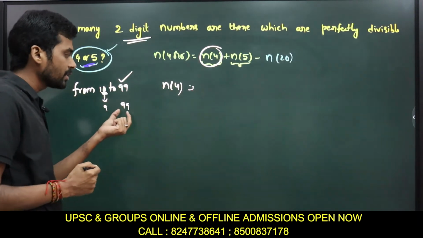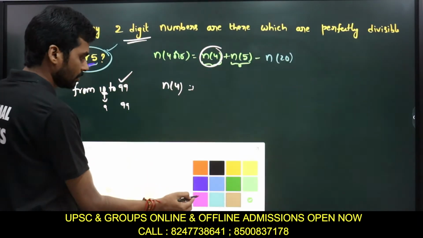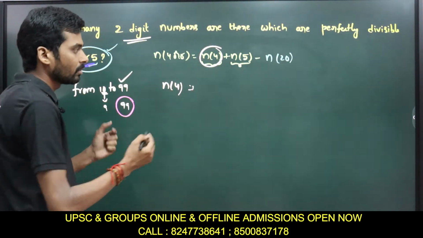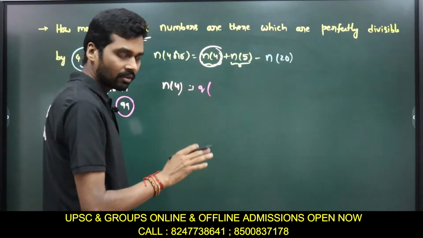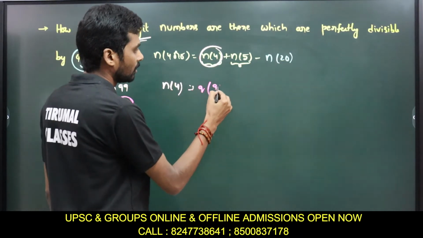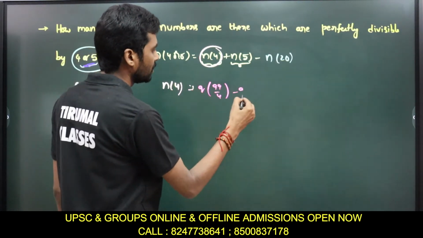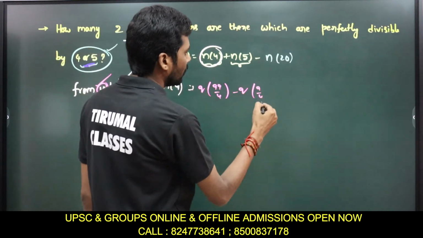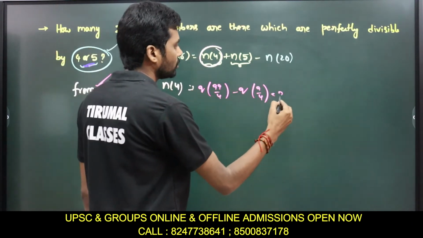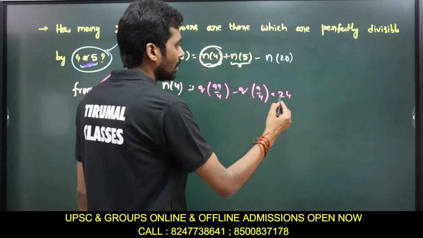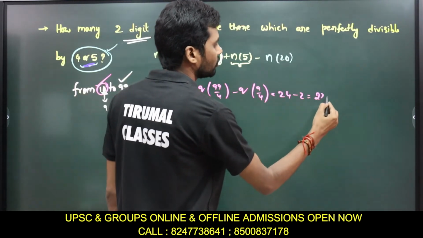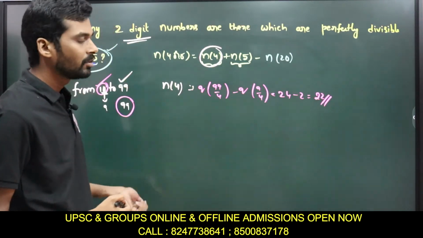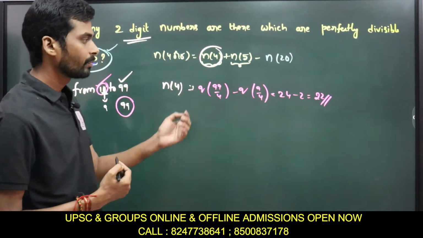So the quotient of 99 by 4, I could write in another step, but it is not required. You can directly write the values: 99 by 4 minus the quotient of 9 by 4. What is the value we have? 4 times 24 is 96, minus 4 times 2 is 8, so 24 minus 2 is 22. So there are 22 numbers which are perfectly divisible by 4.